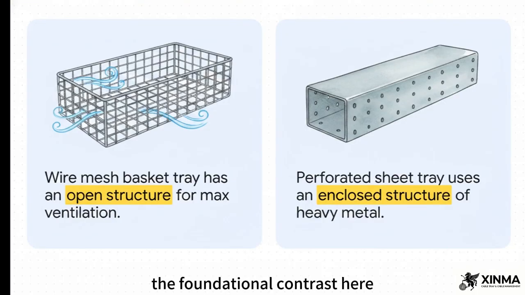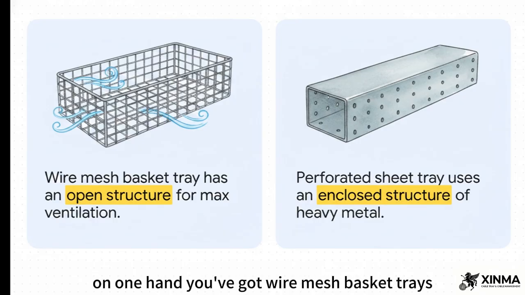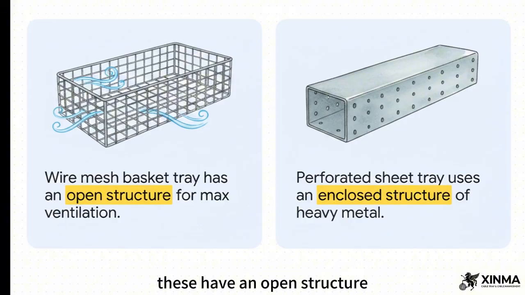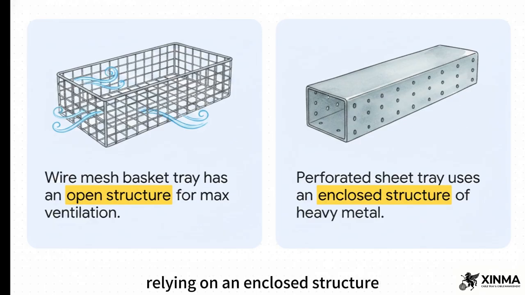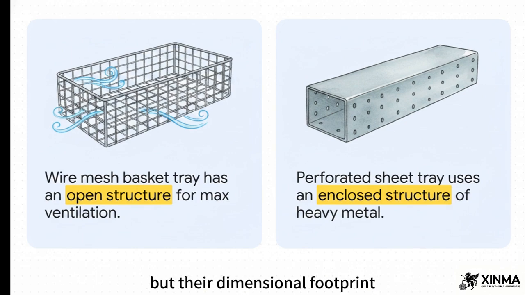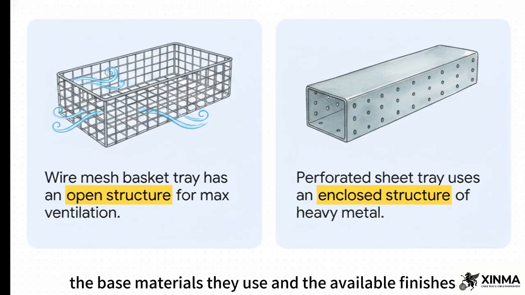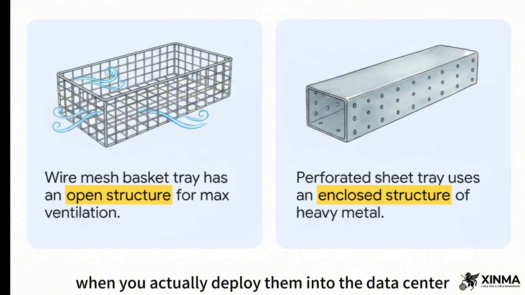The foundational contrast here really just comes down to architecture. On one hand, you've got wire mesh basket trays. These have an open structure built specifically for maximum ventilation. And on the flip side, perforated sheet trays rely on an enclosed structure made from much heavier sheet metal. Now, obviously, they both route cables, right? But their dimensional footprint, the base materials they use, and the available finishes, those dictate totally different operational capabilities when you actually deploy them into the data center.